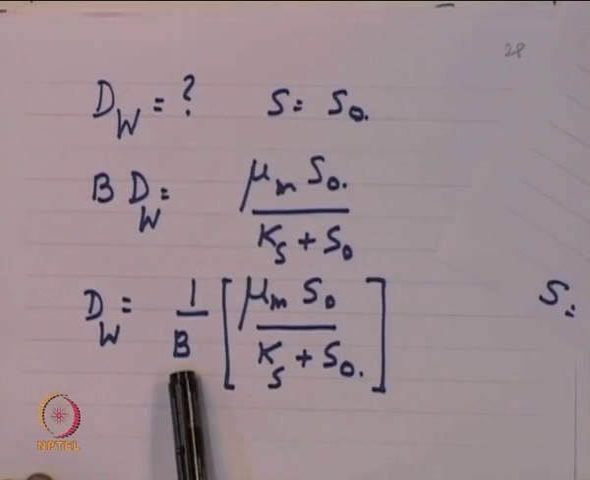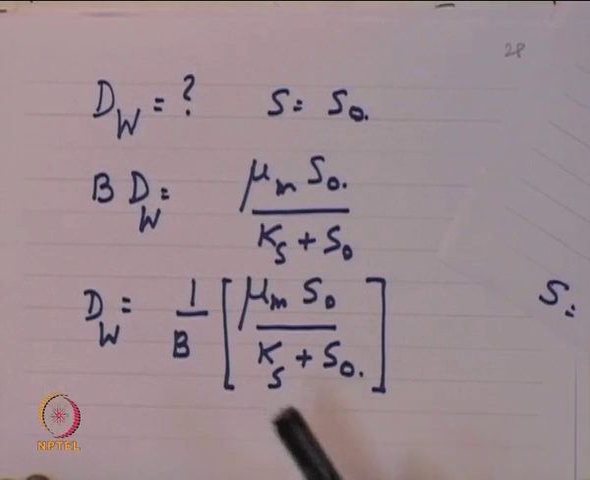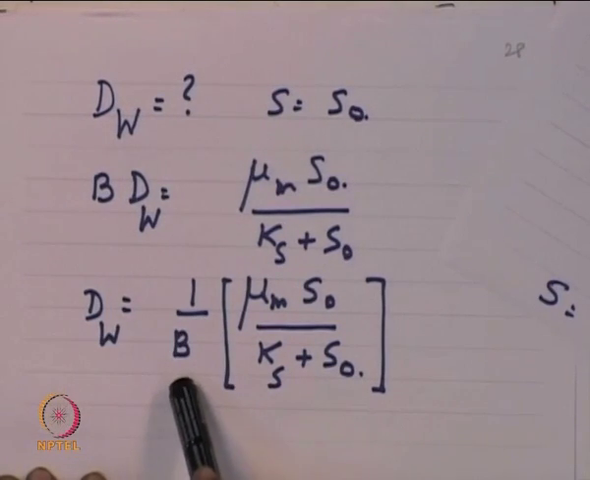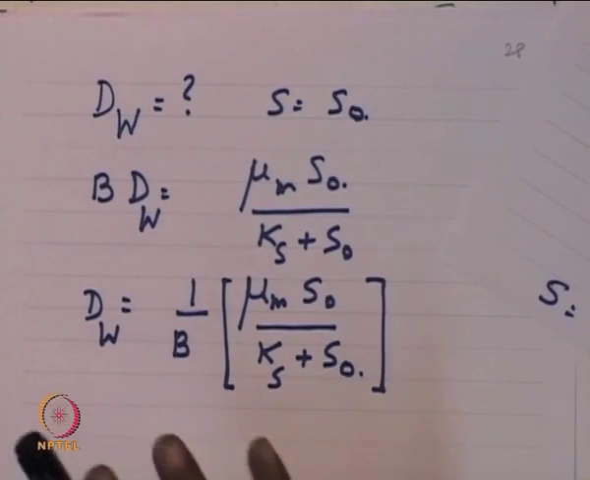What is the value of B? Less than 1. What have we done? By choosing B appropriately, we have protected our system against washout. Is that clear what we are saying?